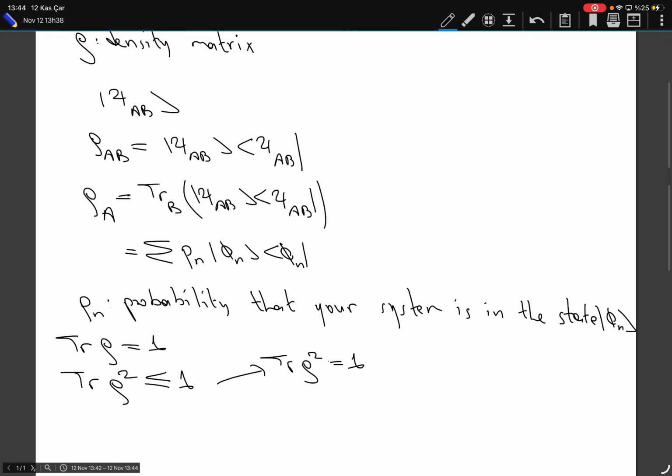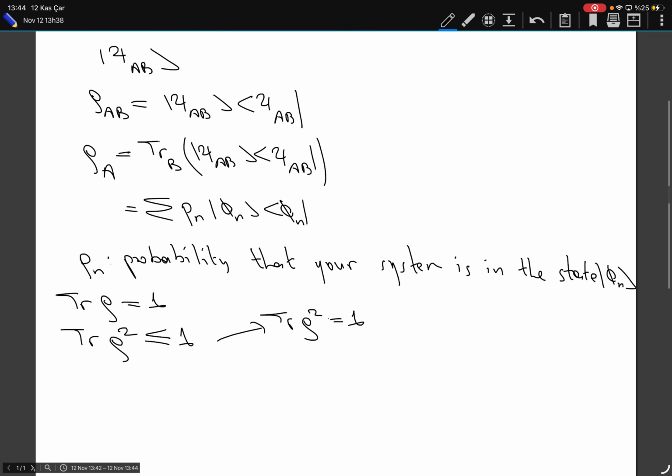But if you imagine rho to be diagonal in some basis, then rho squared will be just a matrix with the diagonal elements squared. Well, the diagonal elements are basically the probabilities, which are between 0 and 1. So let me put it this way, Pn squared is always less than or equal to Pn, since Pn is some number between 0 and 1. So if you take its square, it becomes a smaller number, unless it is 0 or 1. If it is 0 or 1, it remains as it is.